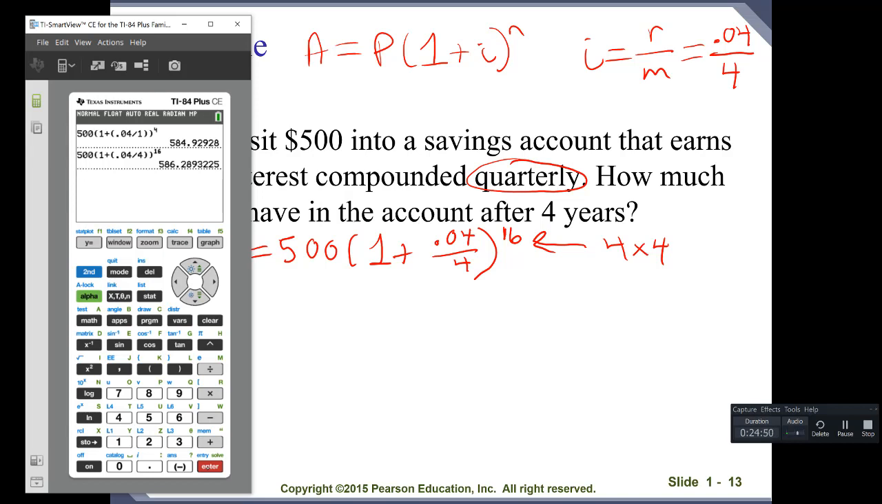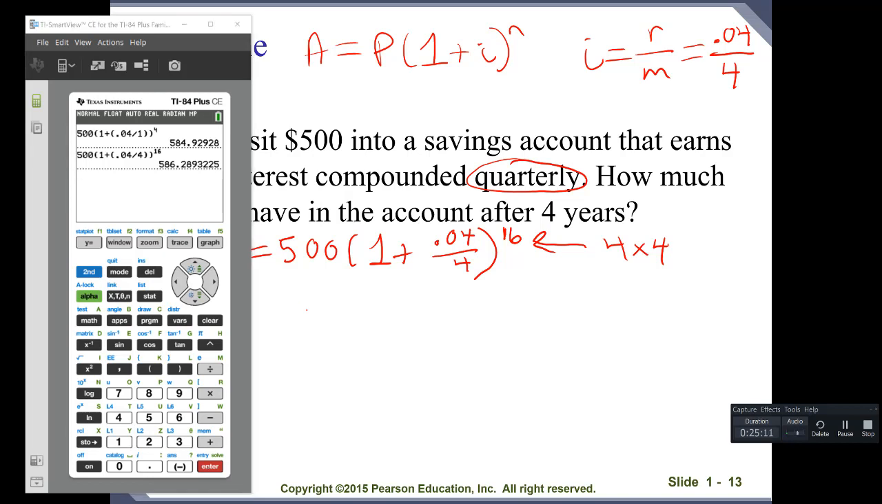The more often your interest is compounded in a savings account, the more money you're going to get, up until a certain limit. It doesn't get infinitely bigger. Even if you're compounding interest every second, there's still a limit that it doesn't go above. But we'll learn about that in the next lesson.